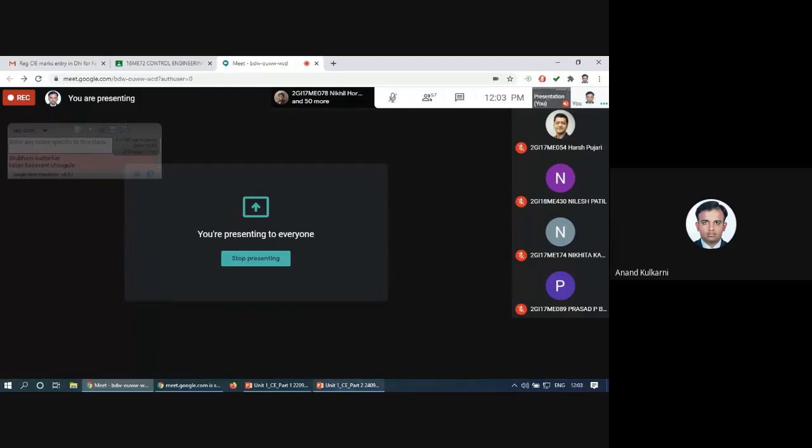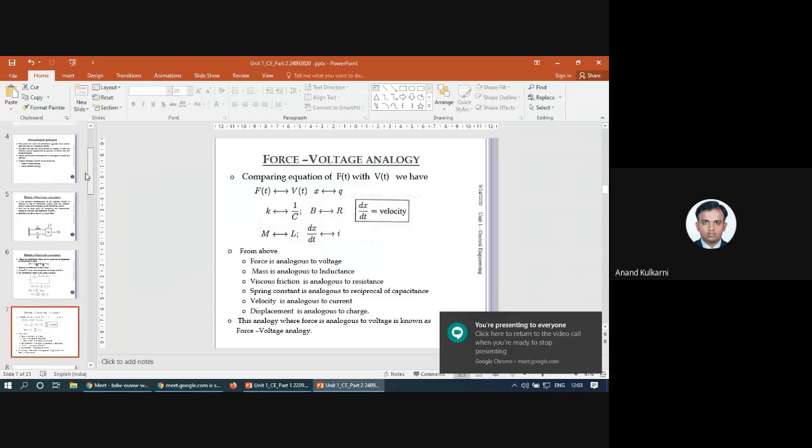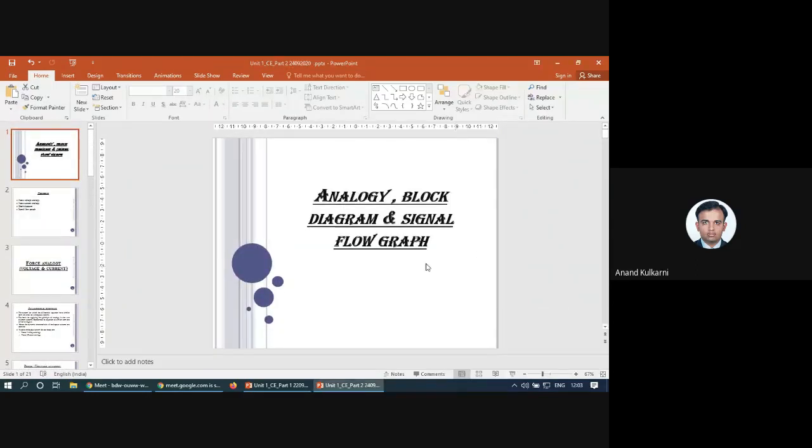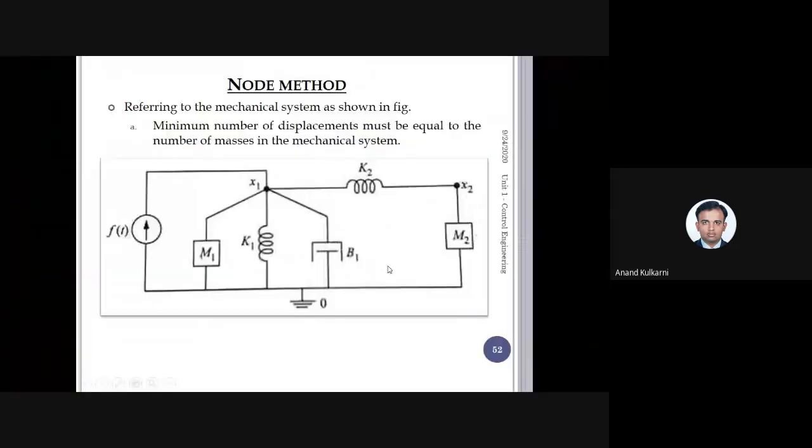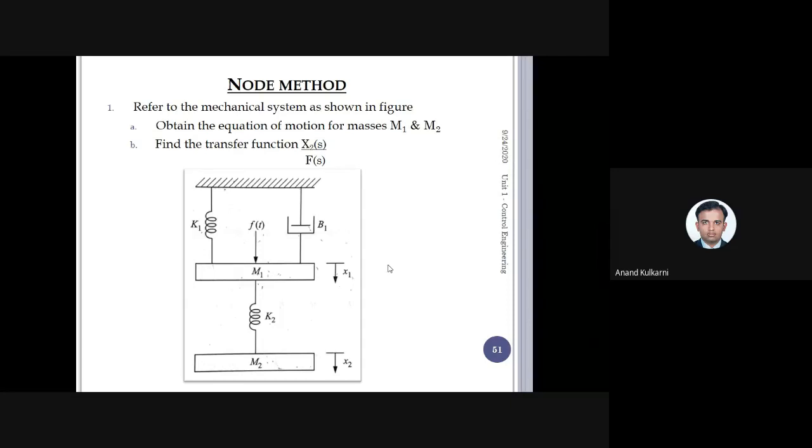Today we'll be starting with the next part of chapter number 1, that is analogy. Before going to analogy, I would like to refresh the node method which was discussed yesterday, because once you know the node method, that becomes the primary step for understanding the analogy. For those who attended yesterday, this would be repetition. But for those who had not attended, I request you to listen carefully and understand it. In case you have any queries, they will get clarified. And then we can go to the force voltage or force current analogy.